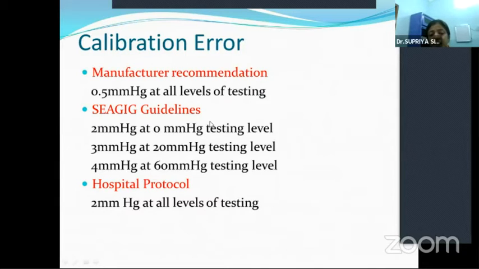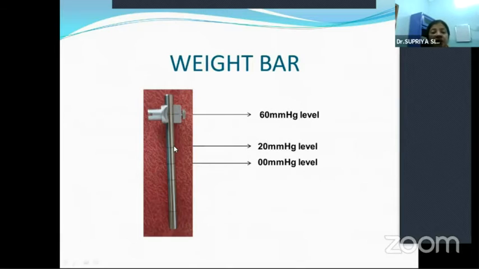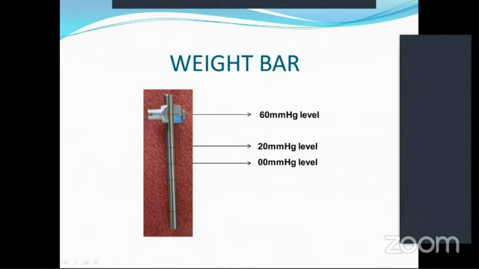CT guidelines are a bit more lenient. In our hospital, we follow a protocol of 2 mm mercury of tolerance at all levels of testing. This calibration is usually checked by using the weight bar. There are 3 lines on the weight bar. The center line is for 0 mm mercury level, while the second line is for 20 mm mercury level. The line at the end is for 60 mm mercury level.